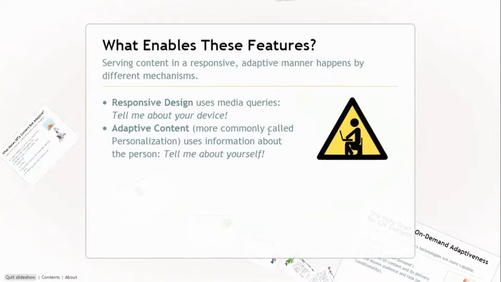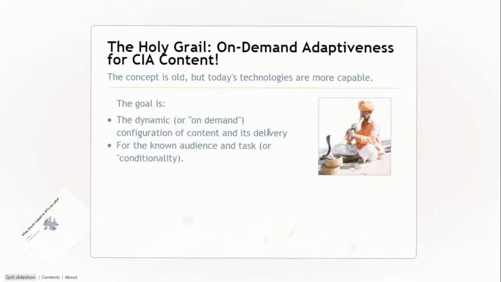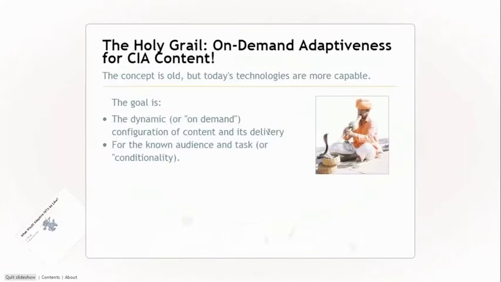And so with that, the holy grail is that on-demand adaptiveness is the goal that we've got for, what did we call it? Content intelligent awareness type of content. And the little picture there is just simply making the point that if we get the right content, then we can get things to do what we need them to do. The concept is old, but today's technologies are more capable than they were, say, 15 or even 10 years ago.